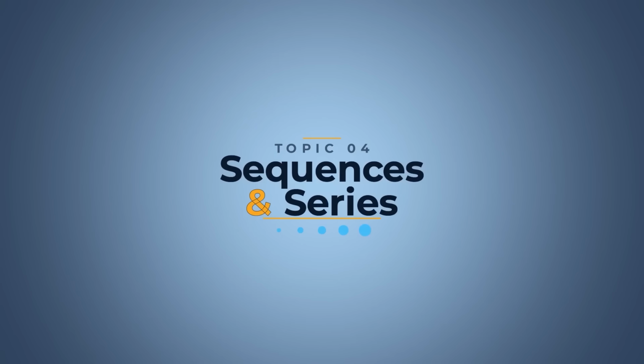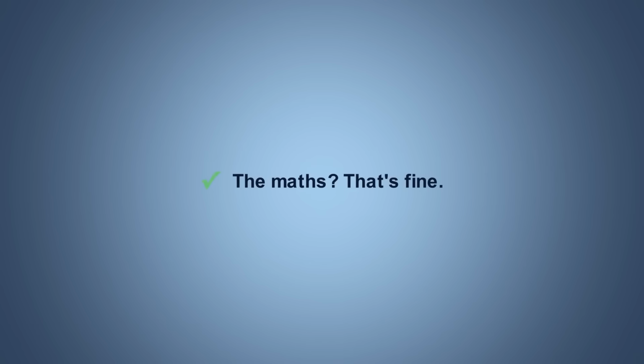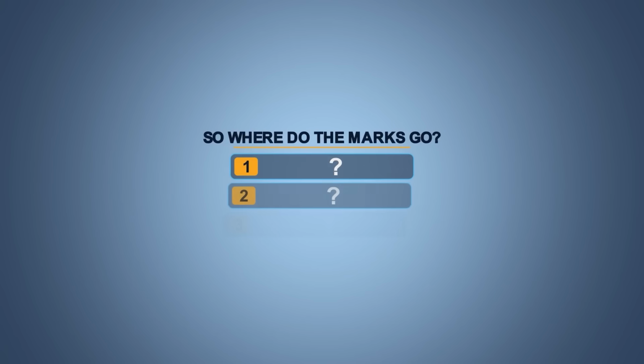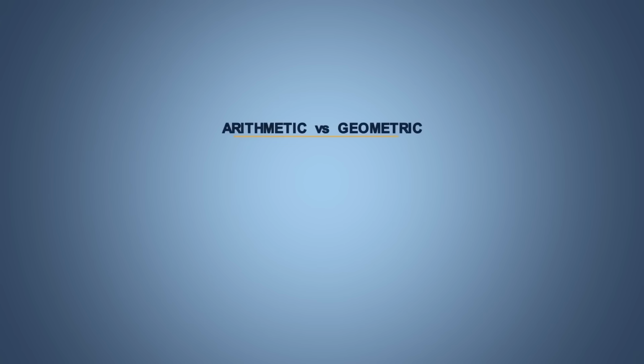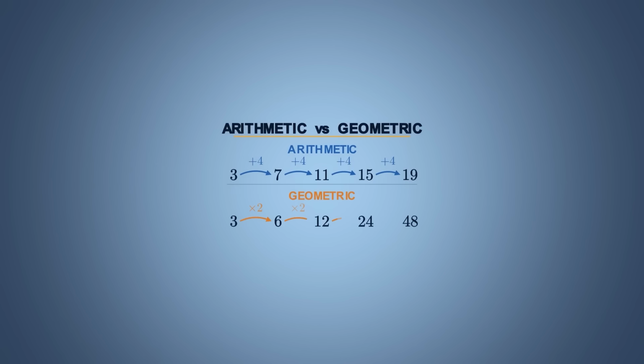Now, topic 4 was sequences and series. Examiners love this one. So from my research, the marks aren't actually lost on the maths itself. That's typically fine. But the marks are instead lost on 3 other things. So the first is that students confuse arithmetic sequences with geometric sequences and use the wrong setup. That's a pretty easy fix.